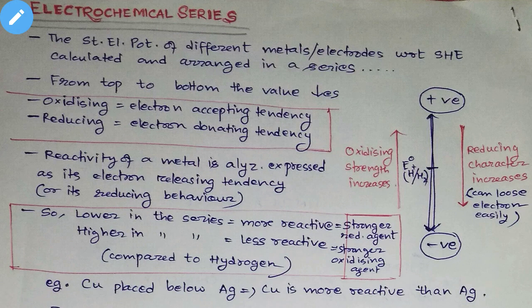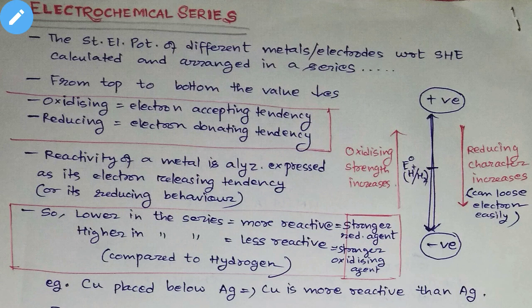So in the previous lecture, in the previous video, I explained the standard hydrogen electrode. And there I said that using the standard hydrogen electrode as a reference, we can find out the standard electrode potential of different metals, different electrodes, because it is not possible for us to find out the electrode potential of a metal individually. We need some kind of reference electrode.